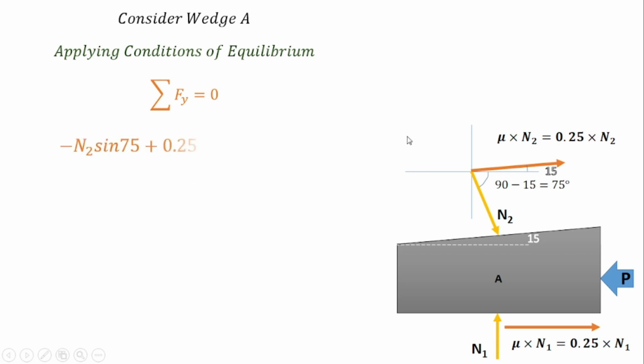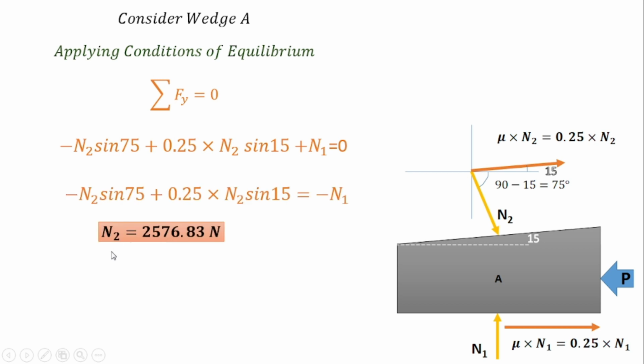So here we can write N2. It is in the fourth quadrant, so the y component is minus N2 sine 75. The next one is 0.25 N2, it lies in the first quadrant, the y component is positive, so plus 0.25 N2 sine 15. The next component is N1, it is vertically upward, so the value is positive, so it is equal to 0.